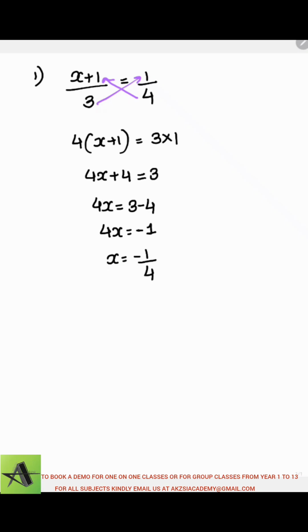What I did here, I divided both the sides by 4, or I cross multiplied. So I finally get x equals negative 1 over 4. So this is one type of question in which you will find a numerator and denominator on the left hand side and right hand side. That means it's a form where you will get fractions on both sides.